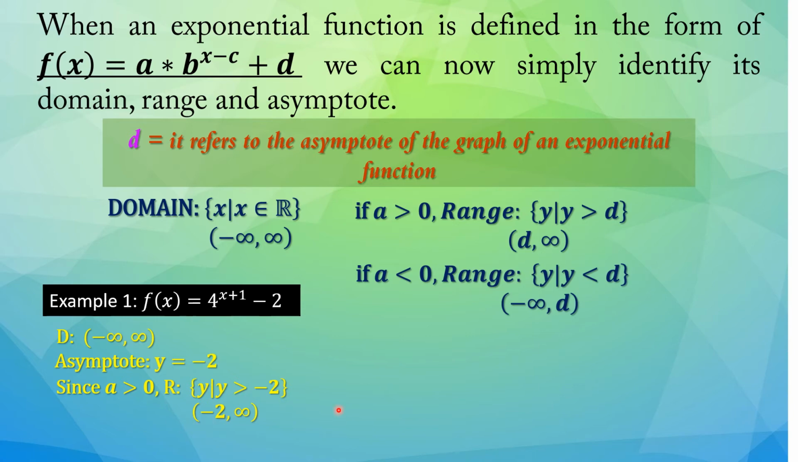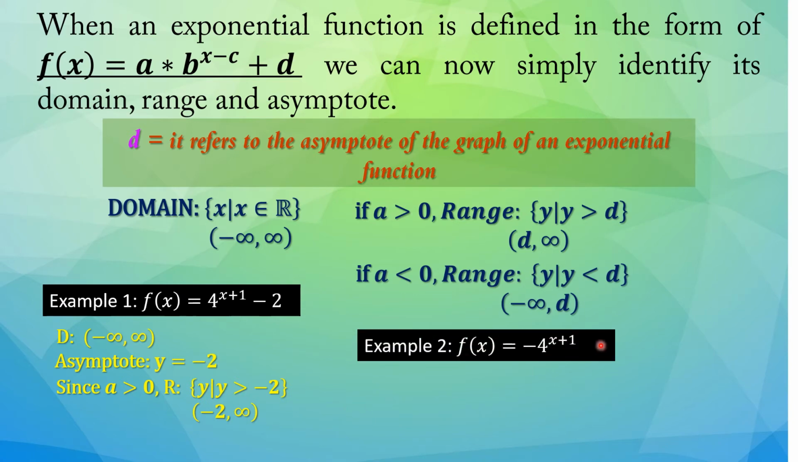Okay, another example. I have here f of x equals negative 4 raised to x plus 1. The domain, of course, is always the set of all real numbers, from negative infinity to positive infinity. Then, the asymptote. Do we see any minus or plus after this? None. So, therefore, the asymptote is simply at y equals 0. If there is none, y equals 0 is our asymptote.